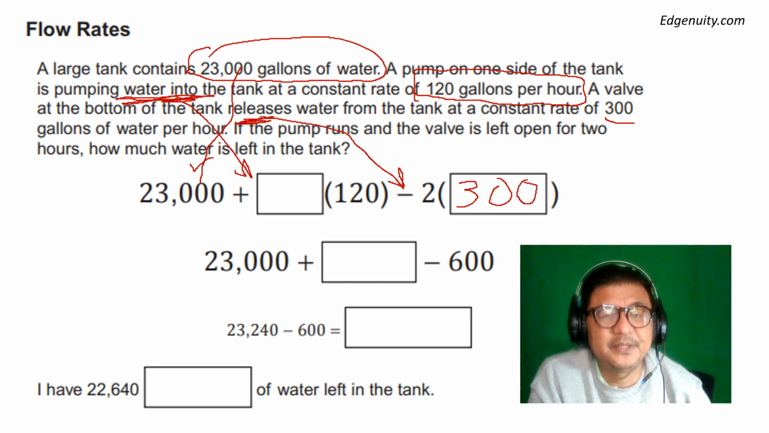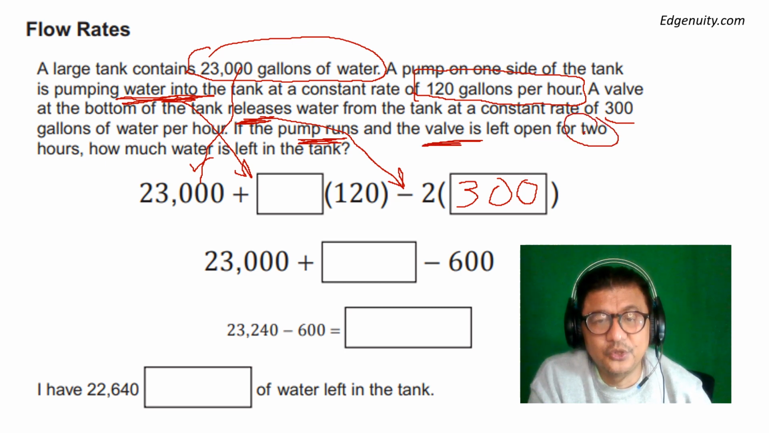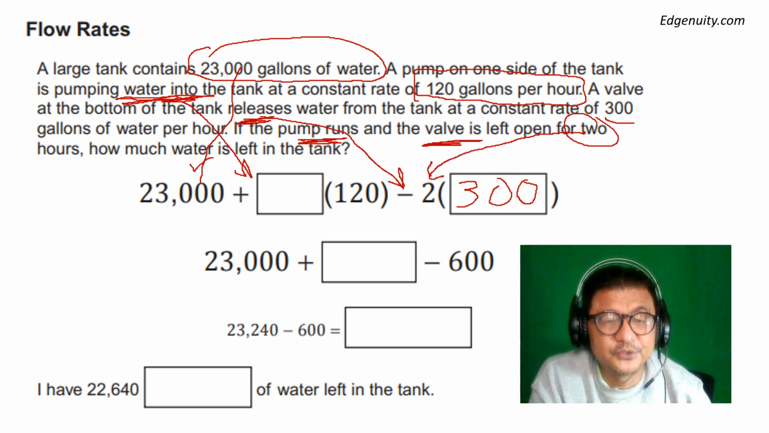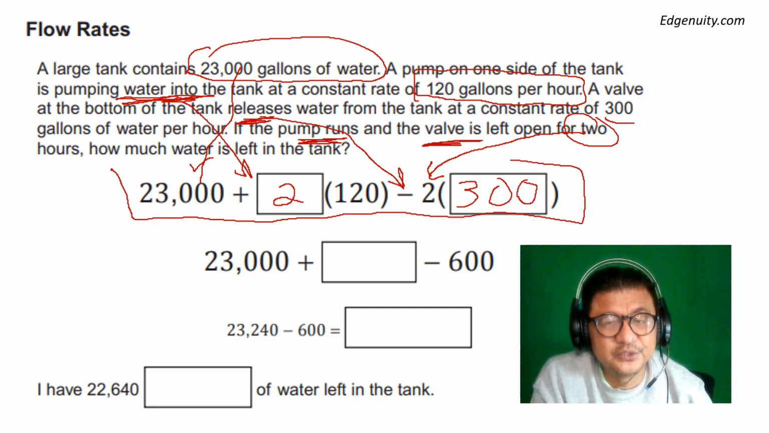Okay, and then what happened? If the pump runs and the valve is open, both the input and the output of water are open for 2 hours. Okay, so water is going out for 2 hours. This is the water coming in again for 2 hours. So this is your big expression. Okay, water in the tank, additional water, water coming out.